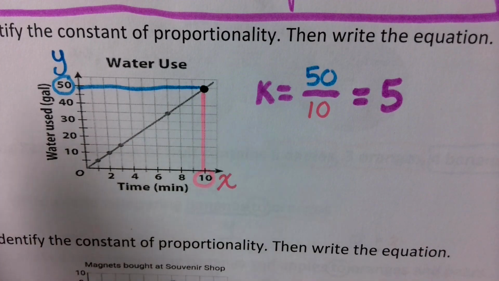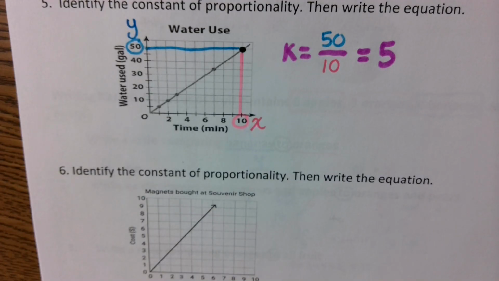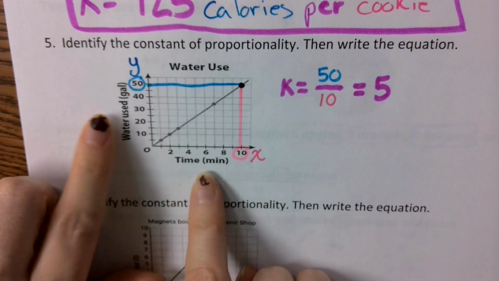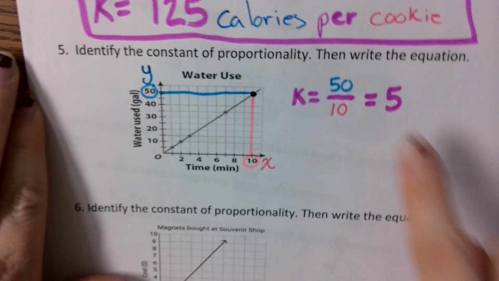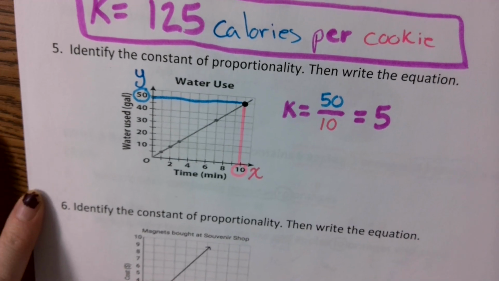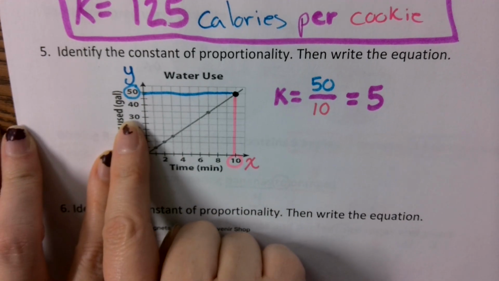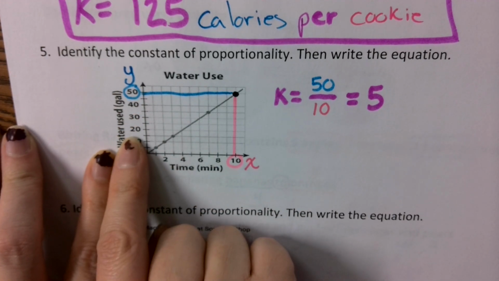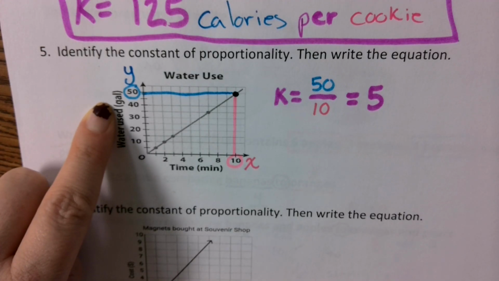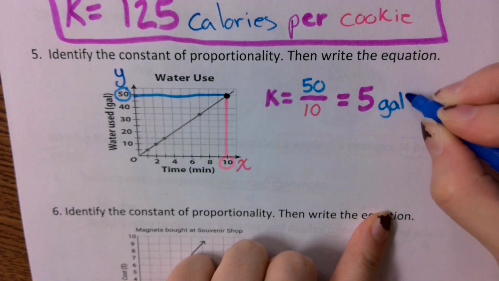Now remember, I can't just put 5. It can't just be a number. It has to be y per x. Well, they didn't give me a word problem, but they did give me labels, didn't they? So what is it? It's 5 what? Santonio? It's per minute, yeah. But what is it? What's the y stand for? Water used, right? But I'm not going to say 5 water used. I have to have a unit of measure. What's the unit of measure that they used? Gallons, right? They used gallons. So it's 5 gallons per minute.